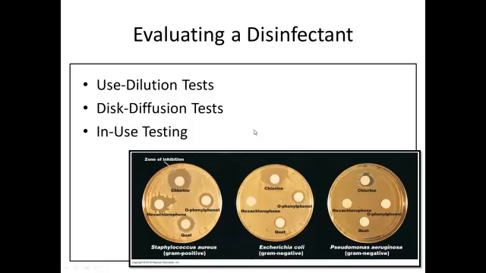Now the only problem with the diffusion test is that we don't know what that MIC is. You have to go in and take a sample of the agar and figure out how much of the active ingredient is in there. Now with antibiotics, they've done that test and they've figured out what the diameter is for where the MIC is.